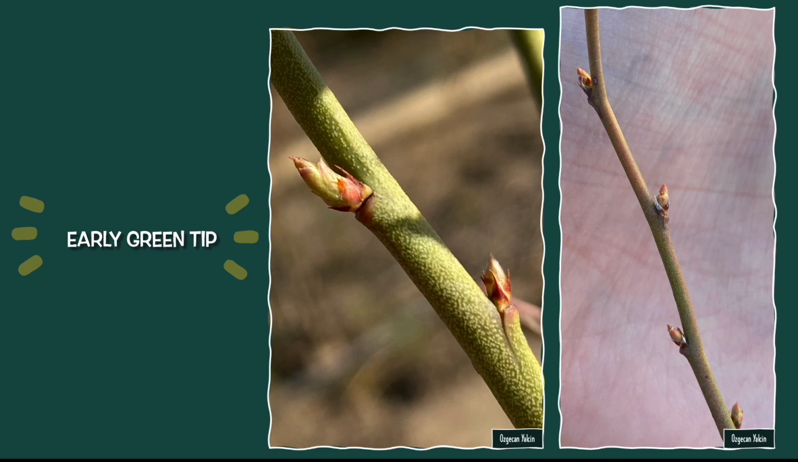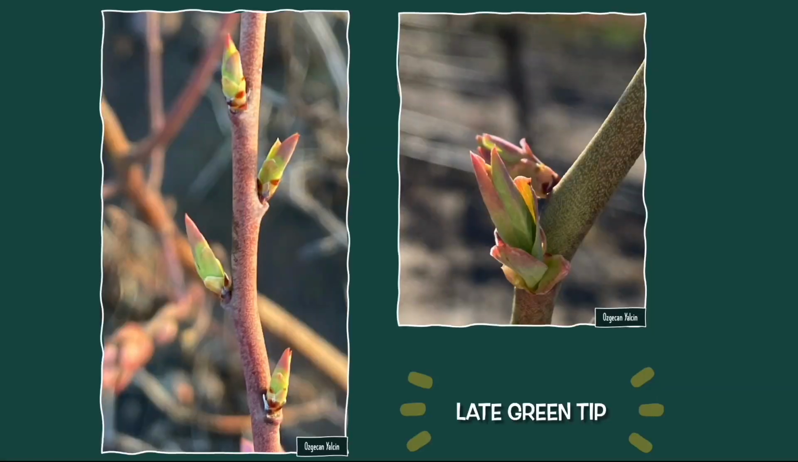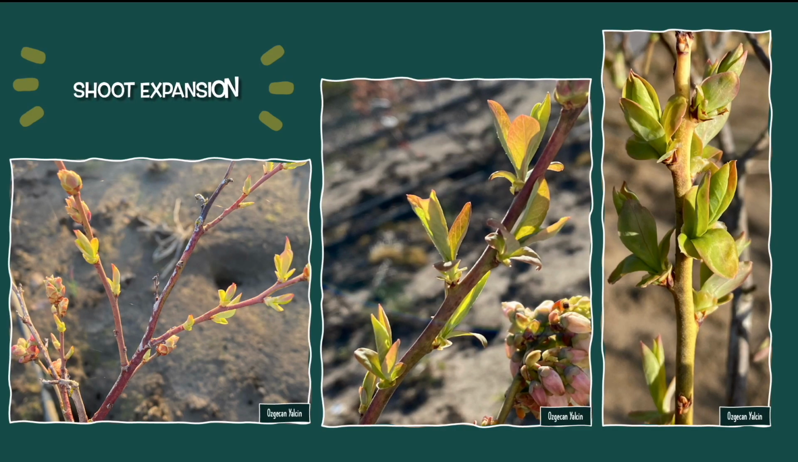For the leaf bud development, I observe and record 3 stages. First one is early green tip, where 1 to 5 millimeters green leaf tissue is visible and leaves are still rolled up. Second one is late green tip, where 5 to 15 millimeters green leaf tissue is visible and leaves are starting to unfold. And third is shoot expansion, where shoots are expanding and leaves are enlarging. I stopped tracking leaf bud development stages in mid-April since all plants had reached shoot expansion stage by that time.